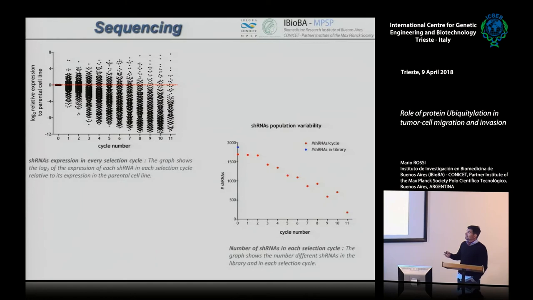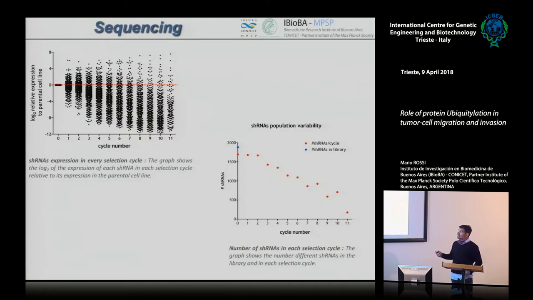So then we did the sequencing, and what you can see is, in each cycle, the relative expression of each shRNA. Each point is an shRNA. Most of them were lost, and only a few of them were enriched as a time dependence. You can see also that we were losing most of the shRNA, which we would expect. Interestingly, this is the amount of shRNA present in the library, and we lost about 10% just by infecting the cell lines and keeping them in culture before doing any selection.